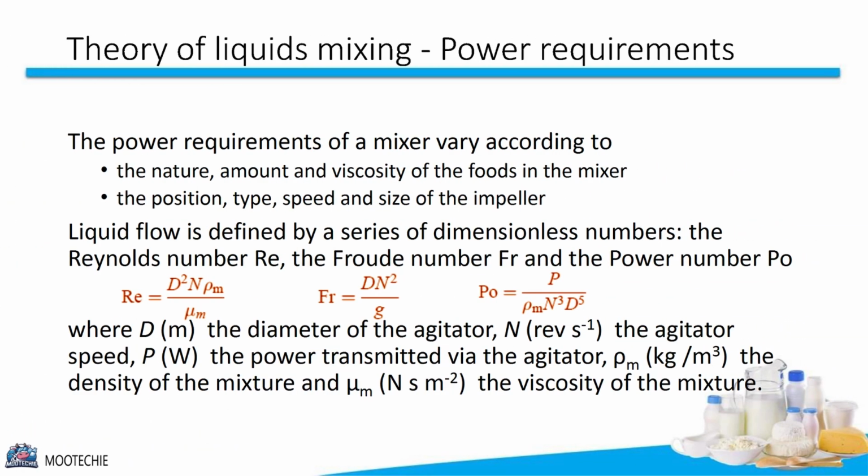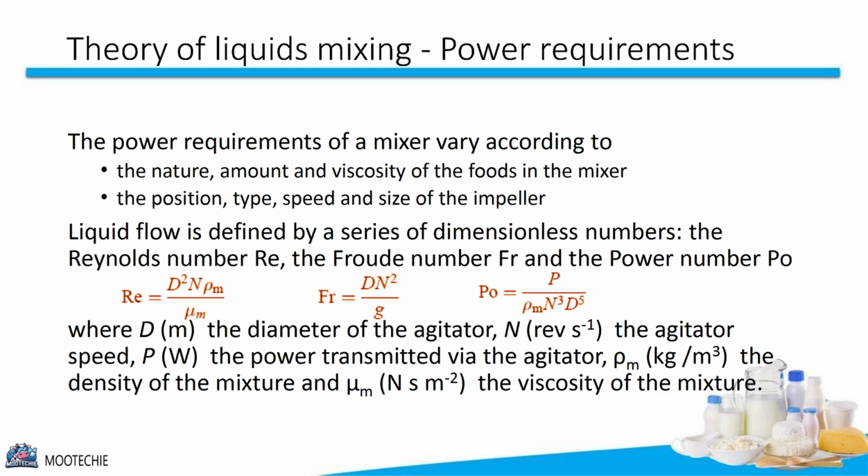The power needed by a mixer depends on the type, amount and viscosity of the food, as well as the position, type, speed and size of the impeller. We use special dimensionless numbers to describe the flow. The Reynolds number, Re, tells us about the flow pattern. The Froude number, Fr, relates to vortex formation. The power number, Po, relates to power consumption.